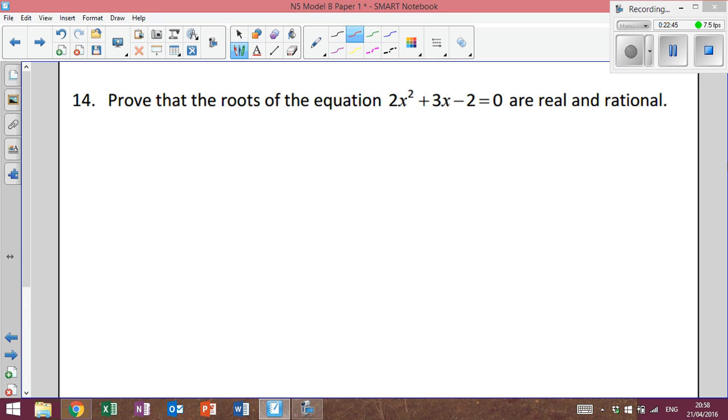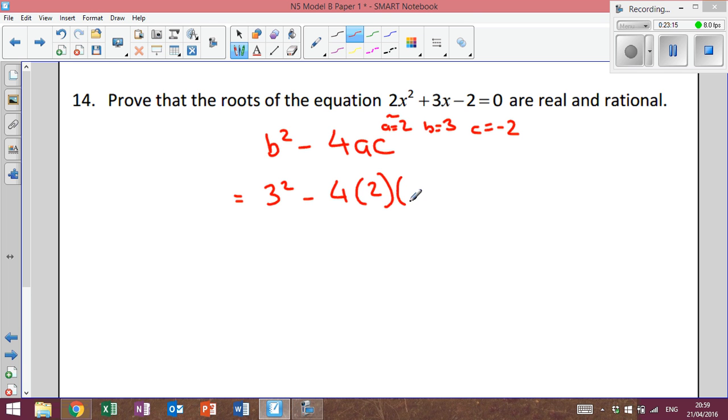We need to prove that the roots of that equation are real and rational. Anything where you're talking about roots and proving whether they're real or not real, you're using your discriminant, which is underneath the square root of your quadratic formula. So it's b squared minus 4ac. We know that a is 2 because that's the x squared, b is 3 because that is the x, and c is negative 2 because that's the number at the end. So this is going to be 3 squared minus 4 times 2 times negative 2. You need to be careful because of that negative 2. 3 squared is 9. Then we're taking away 4 times 2, which is 8, times negative 2 is negative 16. So we're taking away negative 16, which gives us 25.